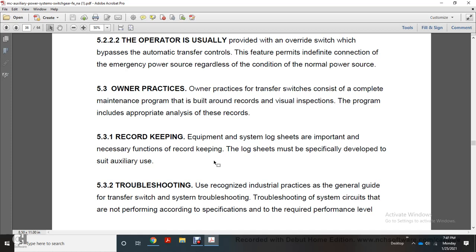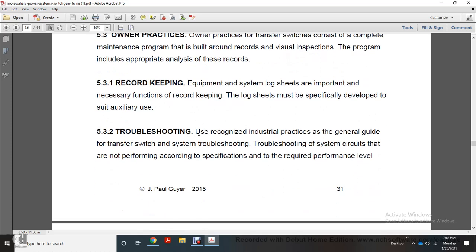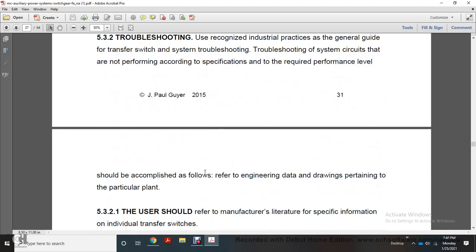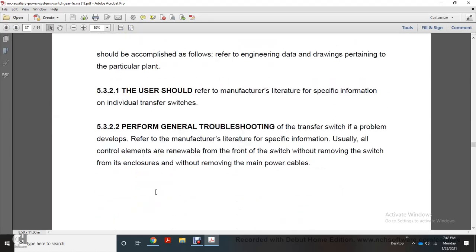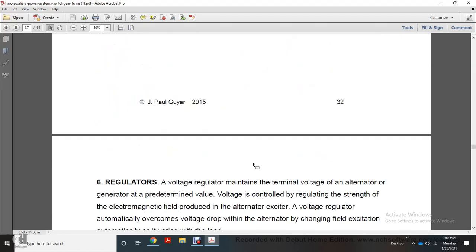Troubleshooting the system circuits that are not performing according to specification or the required performance level should be accomplished by referring to engineering data and drawings pertaining to a particular plant. The user should refer to manufacturer literature for specific information on individual transfer switches. Perform general troubleshooting on transfer switches as problems develop. Refer to manufacturer literature for specific information. Usually all of the control elements are renewable from the front of the switch without removing the switch from the enclosure and without removing the main power cables.